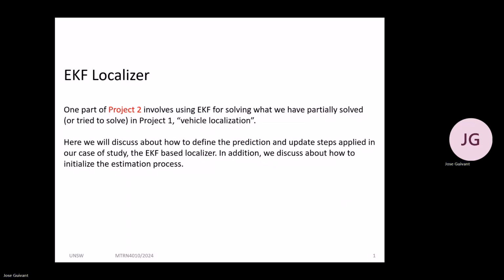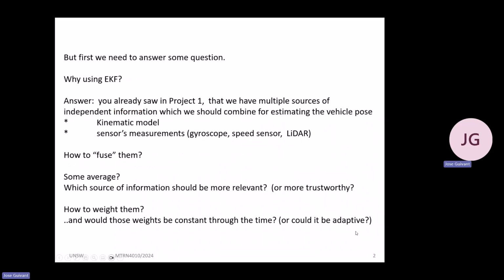Hello. Remember that yesterday, project number 2 is asking you to implement the same localization process you did solve in project number 1, but now using a better tool, which is the extended Kalman filter. Then we are going to use the same source of information, but using a different approach. And you remember, we're trying to estimate the state of the system, which is for us the pose of the platform, X, Y, and phi.